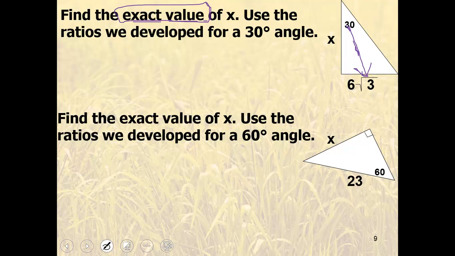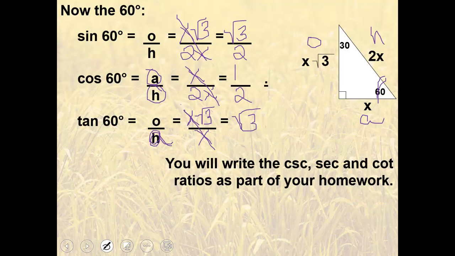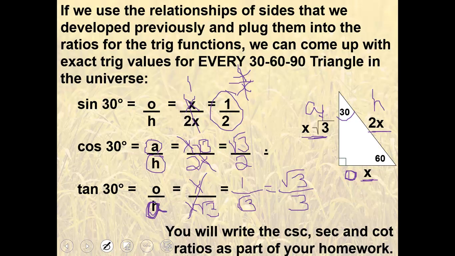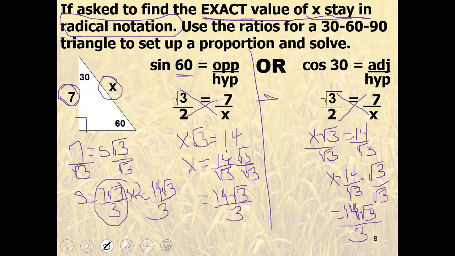Okay? So this is my opposite, and this is my adjacent. So which trig function should I use? Tangent. What is the tangent of 30 degrees? The tangent of 30 degrees is the square root of 3 over 3. So we're going to plug that in.